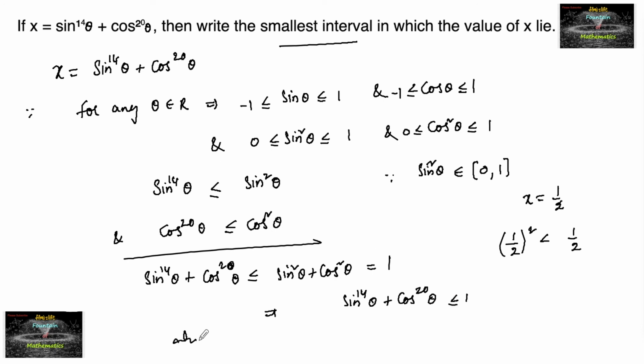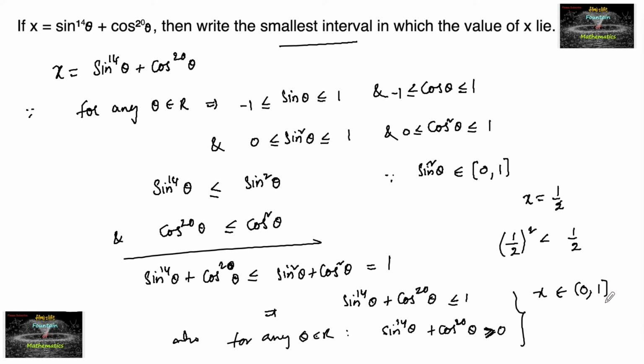And also, for any theta belonging to R, sin power 14 theta plus cos power 20 theta must be greater than 0. You won't get even 0. So from both of these we can conclude that the value of x lies in the interval 0 to 1, open at 0 and including 1. So (0, 1] is the answer. Okay, thank you.